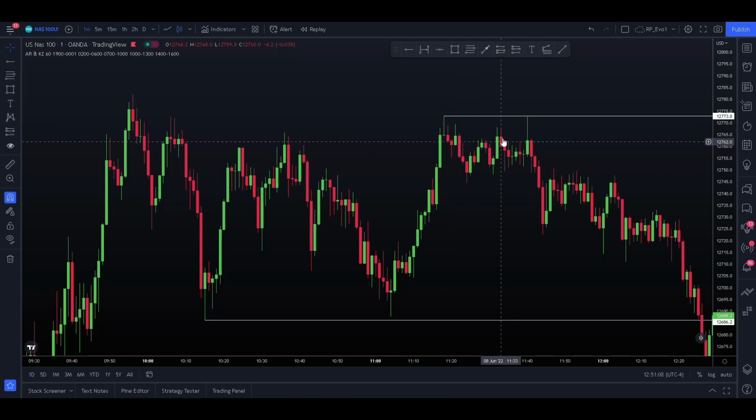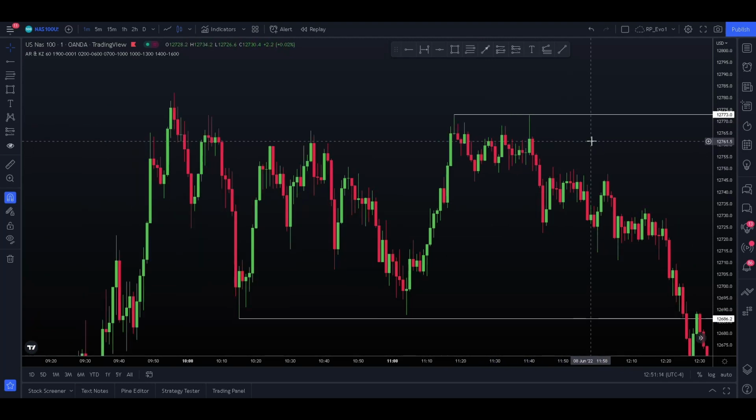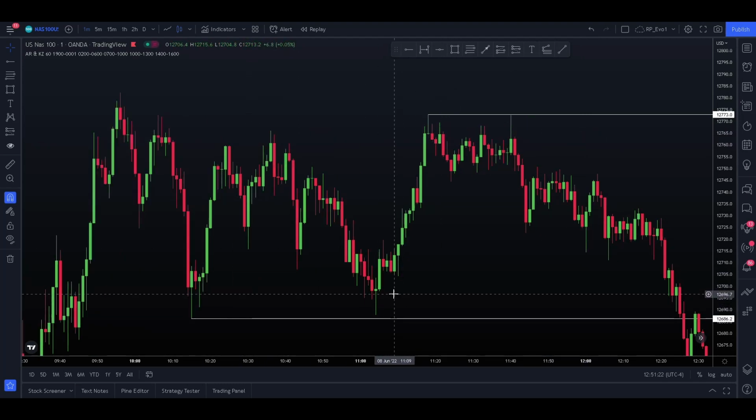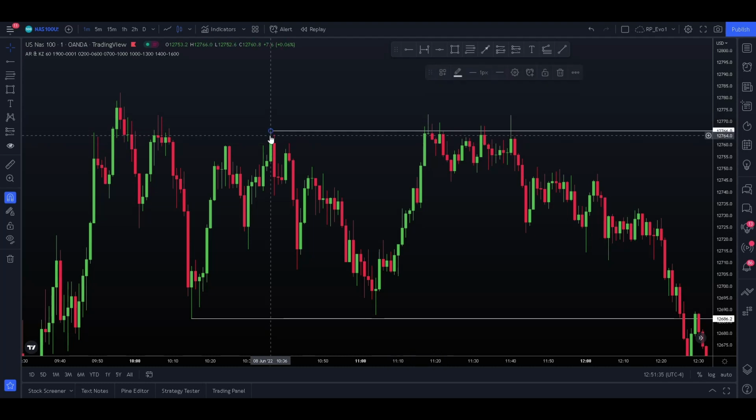It wasn't as significant, and we were just consolidating for 20 minutes. So in my mind, okay, this immediately stands out to me, and I see the element of time: it took almost an hour to create this important liquidity pool. I'm thinking, okay, we don't need to revisit this area when I'm going short here, because this high also kind of took out this high.